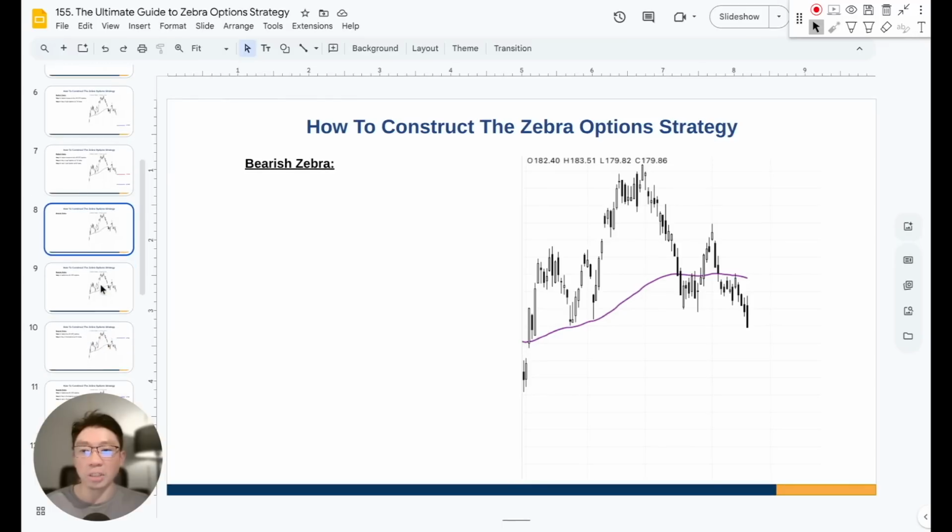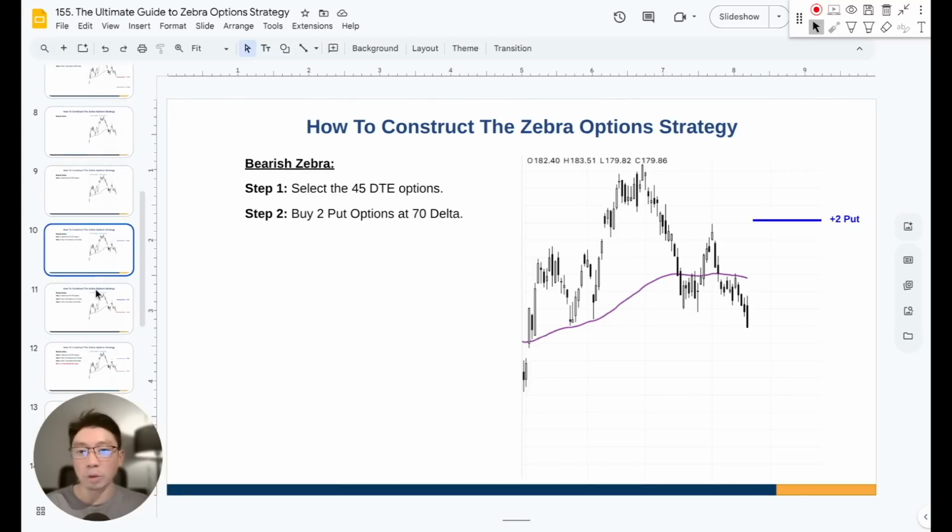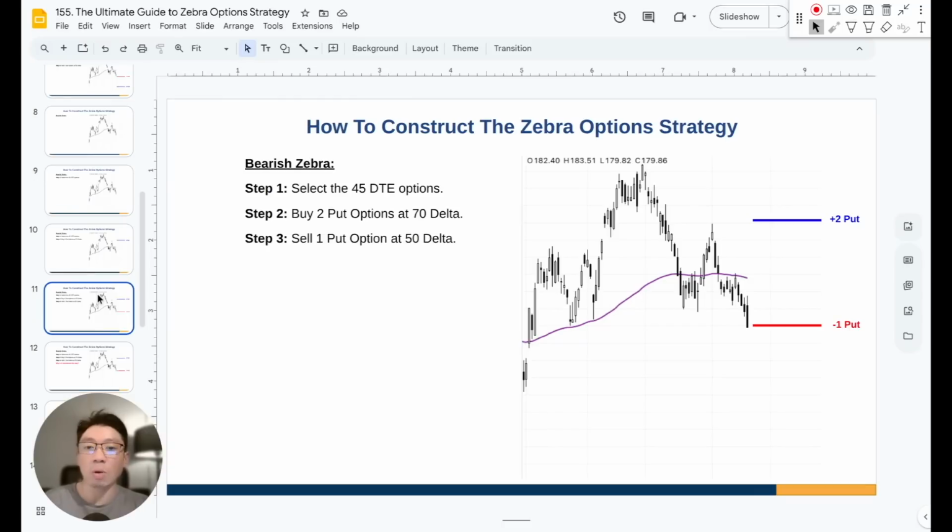Now the bearish zebra is pretty similar, but now we're just using the put option. Step one, similar: select the 45 DTE options. Step two, buy two put options that are in the money at around 70 delta. And step three, you want to sell one put option that is around at the money, which is somewhere around 50 delta. So this is the construct of the zebra option strategy.